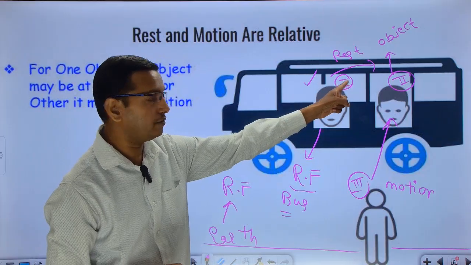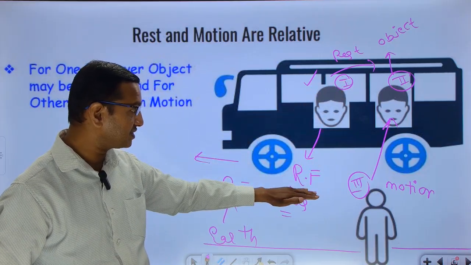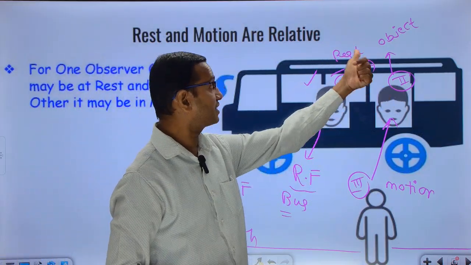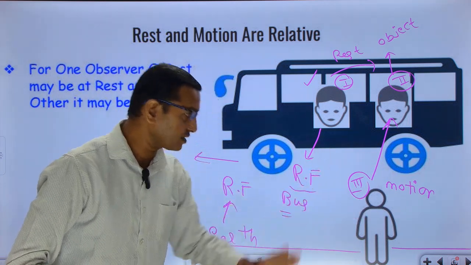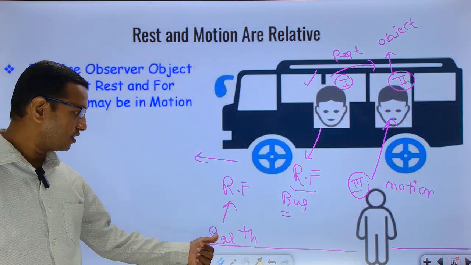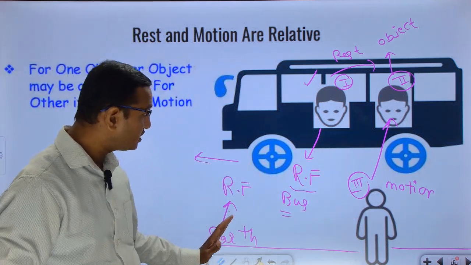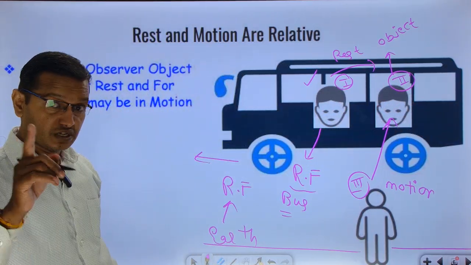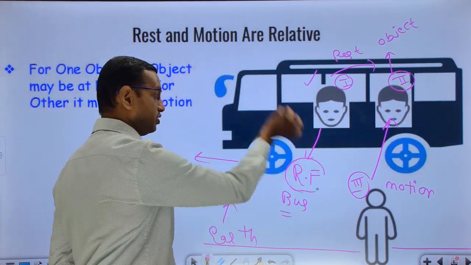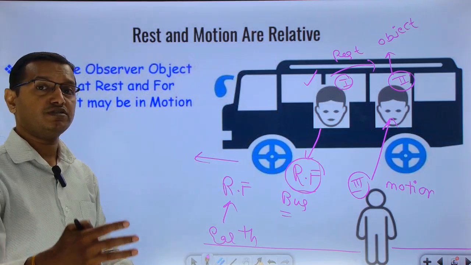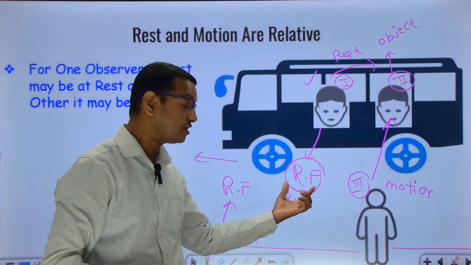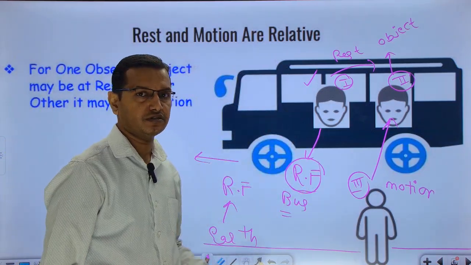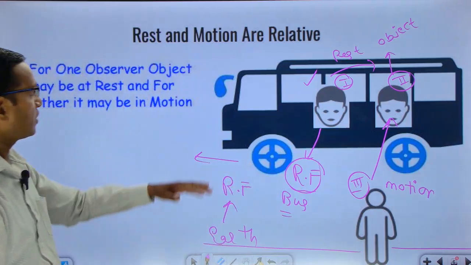So, for the first person, the reference frame is different. That is why the object is at rest. For the second person who is standing outside the bus, the reference frame is earth. That is why the person is moving. So that's why the reference frame is very, very important. This is why I told you: whenever we are talking about objects in motion, we should first define which frame of reference the object is present in. Now, hope this is clear.